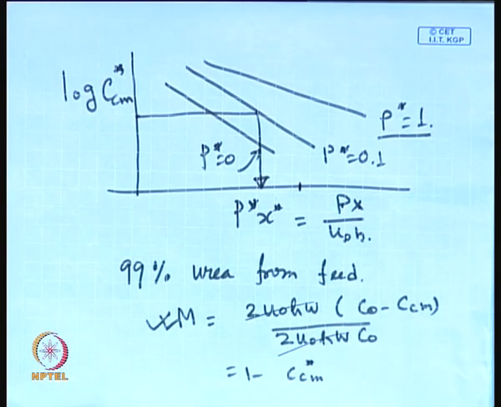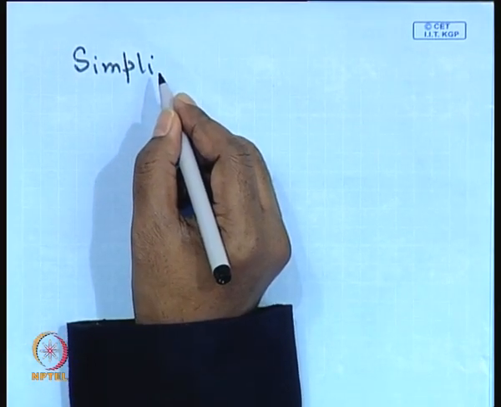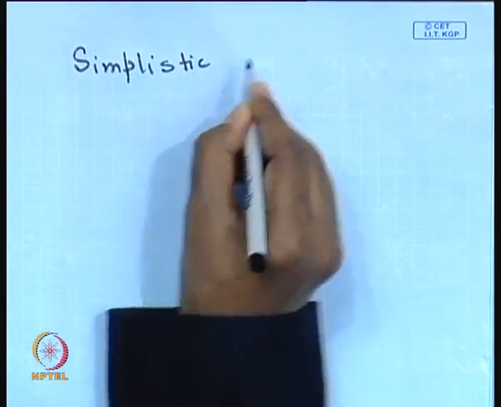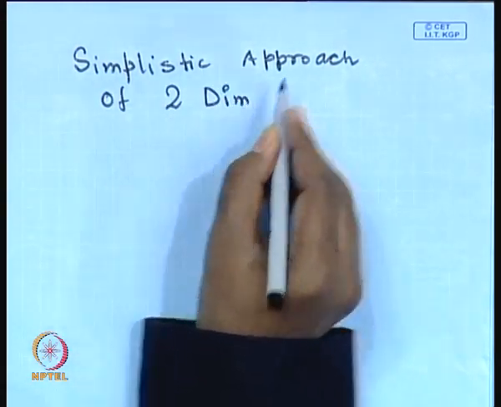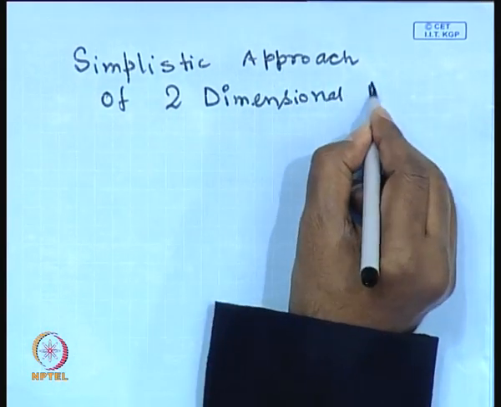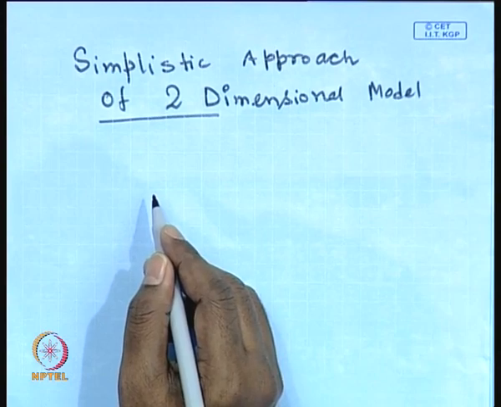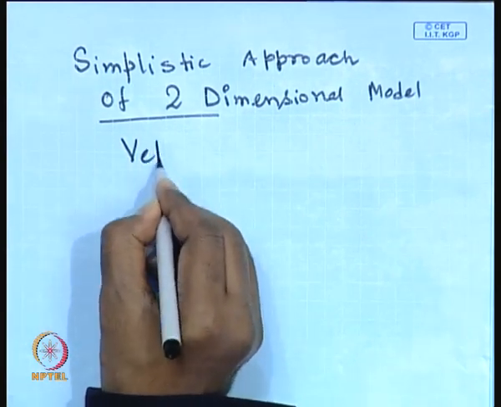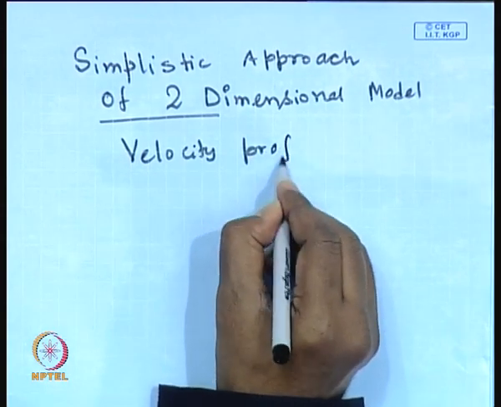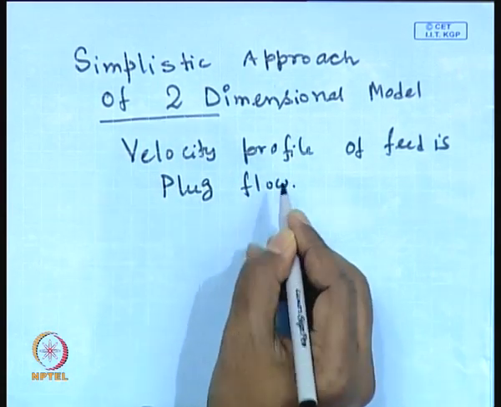Now, in order to get a closer view of your system, we will be looking into a simplistic approach. And this simplistic approach is basically as far as the mathematics of the analysis is concerned. Simplistic approach of the two dimensional model. Okay. So, here we will consider that instead of having a parabolic velocity profile, the feed will be going by a plug flow. The velocity profile of the feed is plug flow. That means it is called a uniform velocity profile.